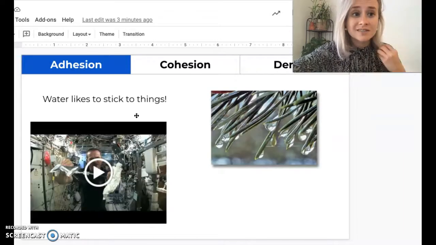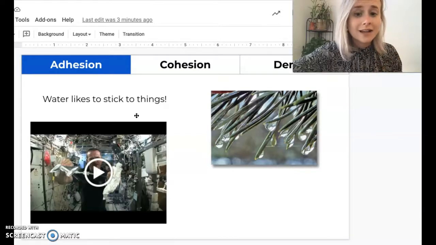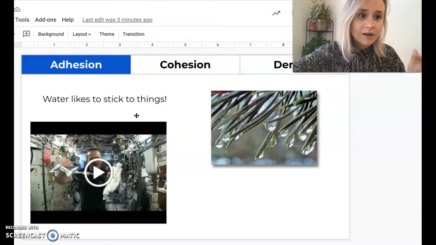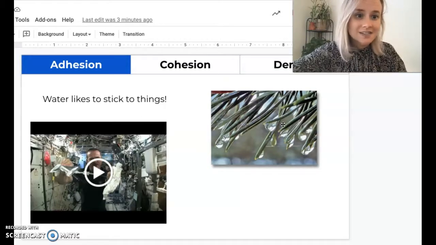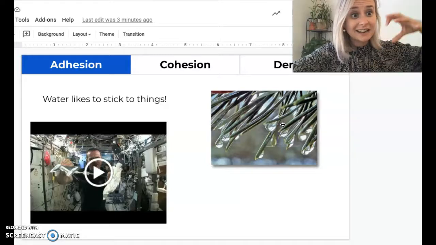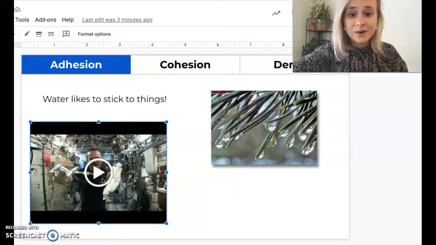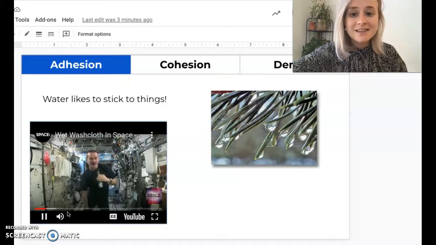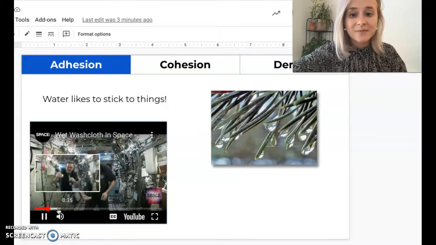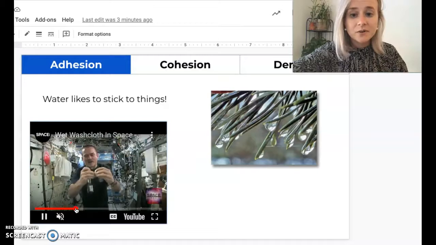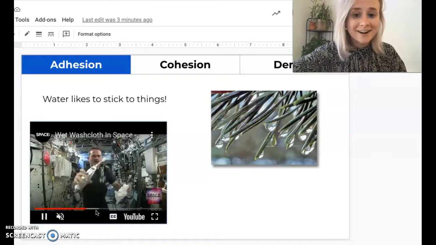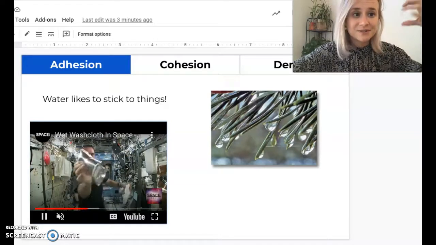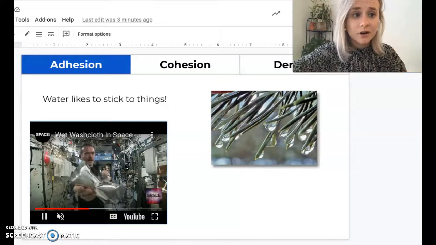Adhesion is just a fancy way of saying that water likes to stick to other things. So it has a tendency to cling to things. And this is kind of cool because in space, when there is no gravity, you see this. I had to use equipment that was here on board the space. There we go. So when you squirt water, that's how they squirt water so it doesn't fly everywhere in microgravity.